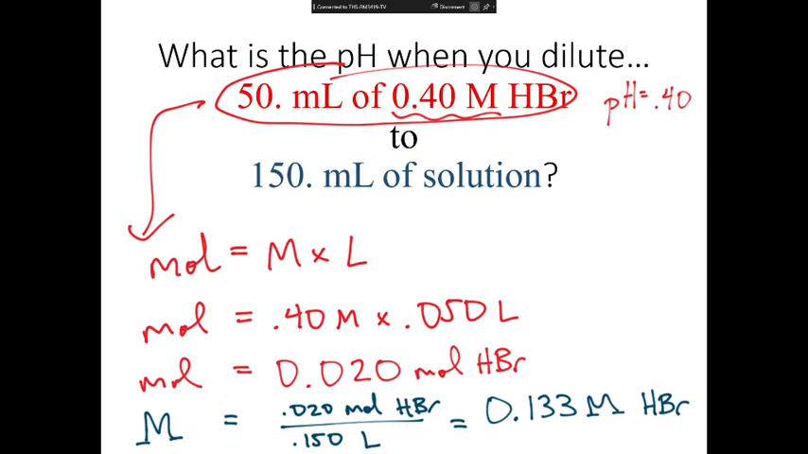pH is negative log 0.133 molar. All right, find my new pH now. Ainsley, what did you get for the pH at this point? 0.876, and I'll go with 2 sig figs there, so I'll call it maybe 0.88.